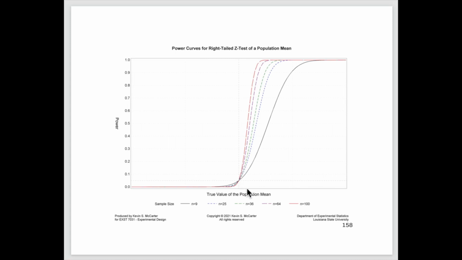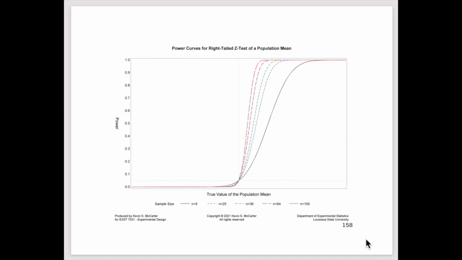But for values of mu that are further and further away from mu sub 0, we have more and more power. Regardless of the sample size, as mu gets further and further away from the null hypothesis space, we have more and more power for detecting that fact. And for a given value of mu, let's say right here, as we increase the sample size from 9 up to 25 to 36 and so forth, the power increases as well.